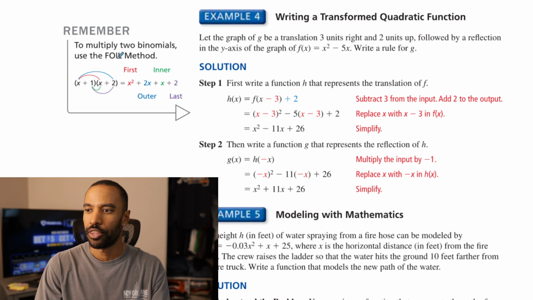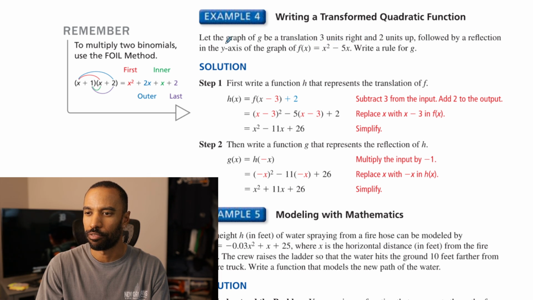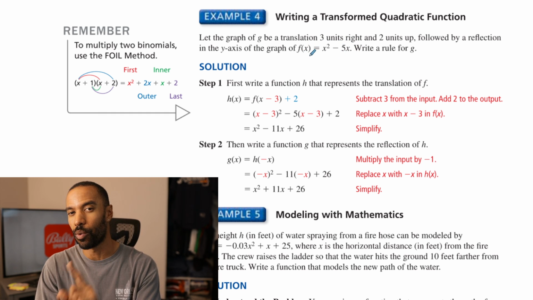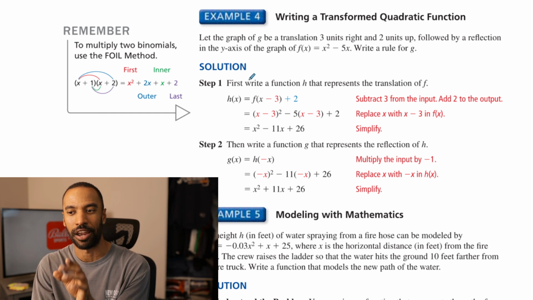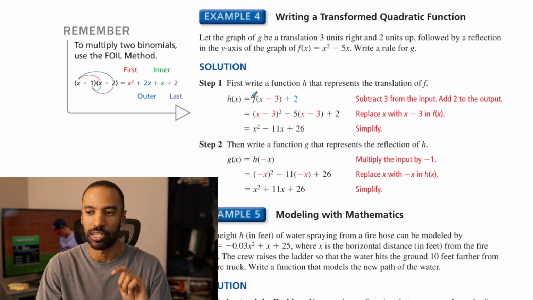All right. Another example of writing a transformed quadratic function. Let the graph of g be a translation 3 units right and 2 units up, followed by a reflection in the y-axis of the graph of f of x equals x squared minus 5x. Oh, interesting. So this is not in some form of vertex form. This is one where you might want to do more of that other method. This is one where you might want to do the transformations based off the result of exactly this here.